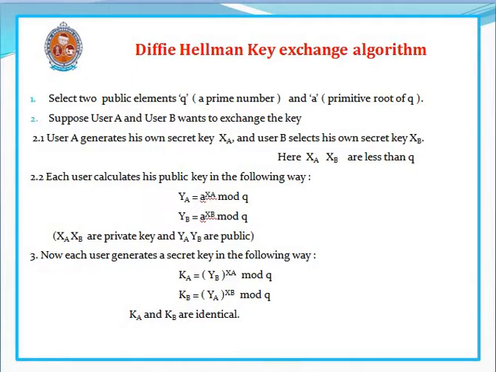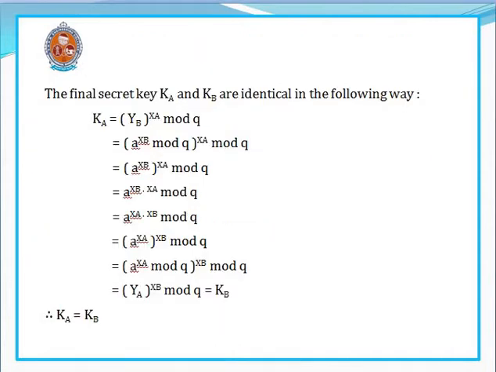Now each user generates a secret key in the following way. KA equal to YB to the power of XA mod Q and KB equal to YA to the power of XB mod Q. Here KA and KB are identical values. Now the final secret keys KA and KB are identical in the following way.